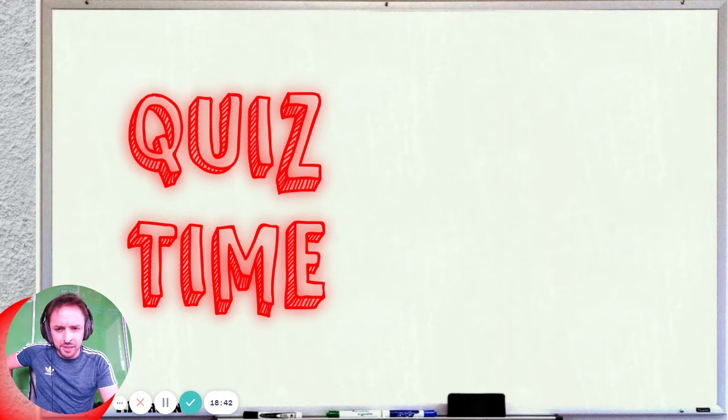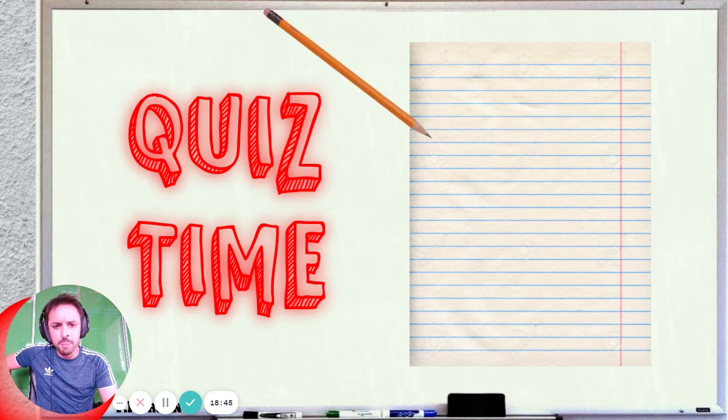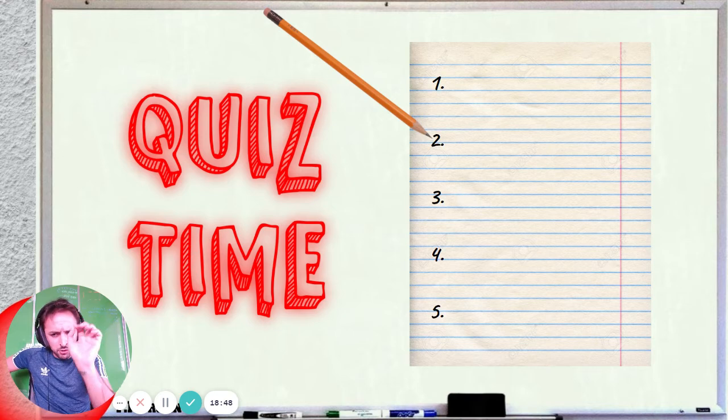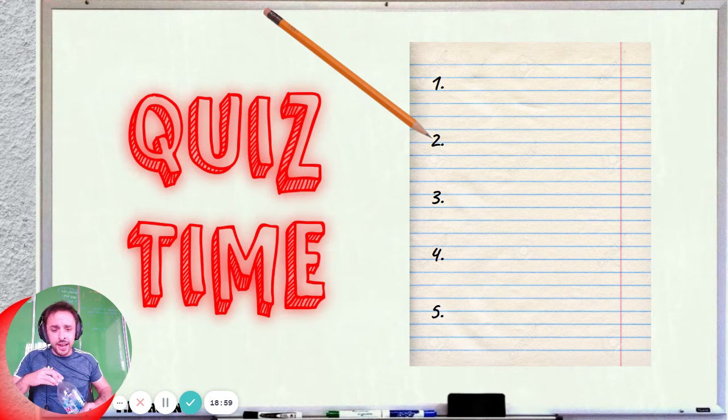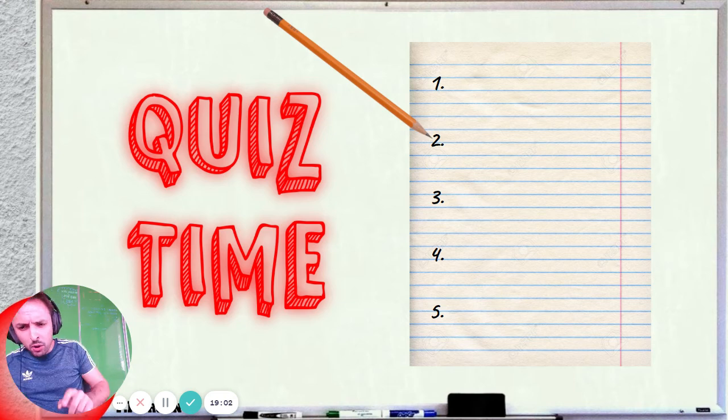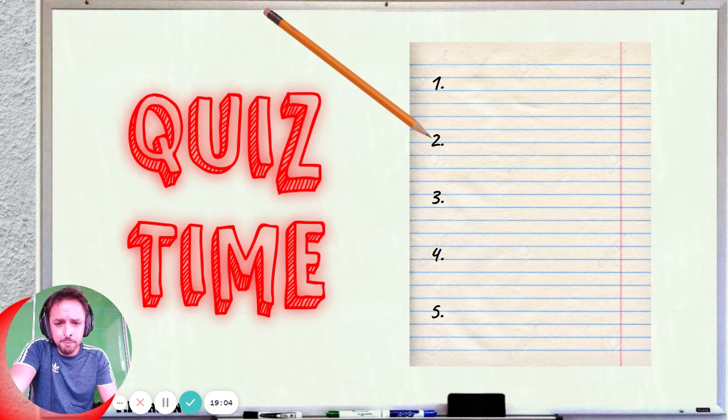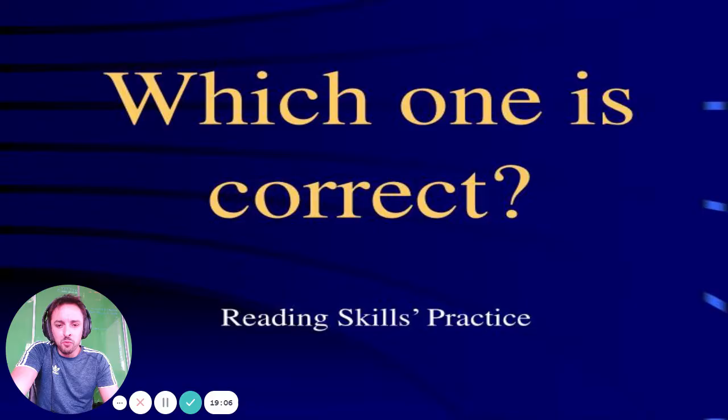Okay, it's quiz time, guys. Can you get a piece of paper and a pen or a pencil, and then can you write 1, 2, 3, 4, 5 on your page? Lovely, are you all ready? If you're not ready, you can pause the video and you can take more time, but I'm going to go ahead. Okay, so what are we doing? The game, which one is correct? This is a reading skills practice, okay? How good are you at reading? This is a reading exercise.